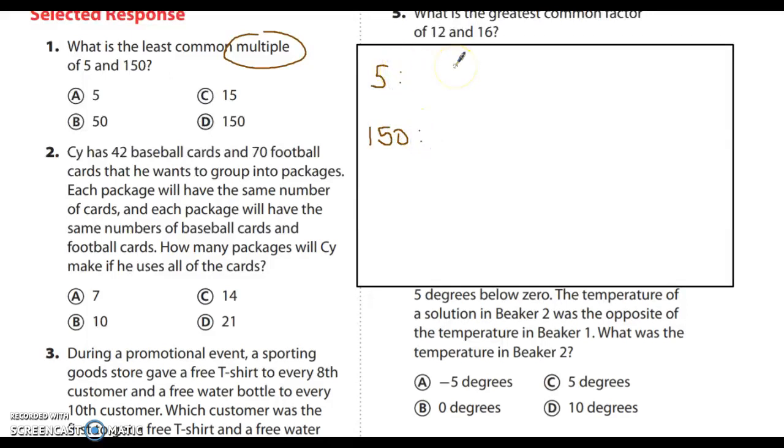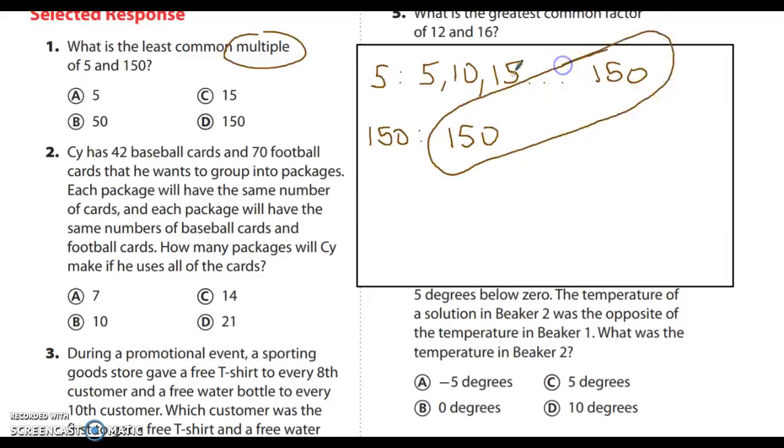If you list the multiples of 5 and the multiples of 150, it seems like if I start with my 5s, I'm going to have to list a bunch of them, like 5, 10, 15. Maybe I should start with my 150s. Well, the first multiple of every number is just itself. The first multiple of 150 is 150. So now I just have to ask myself, would 150 be a multiple of 5? And it would, because 5 goes into anything that ends in 5 or 0. So if 150 is the least multiple of 150, and it is a multiple of 5, then that's going to be my answer. The answer is D, 150.